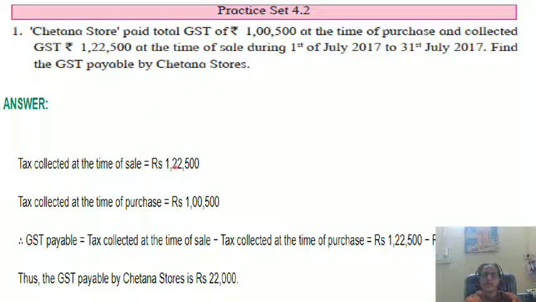So tax collected at the time of sale, tax collected at the time of purchase. GST payable is tax collected at the time of sale minus tax collected at the time of purchase. So GST payable by Chetna Stores is rupees 22,000.